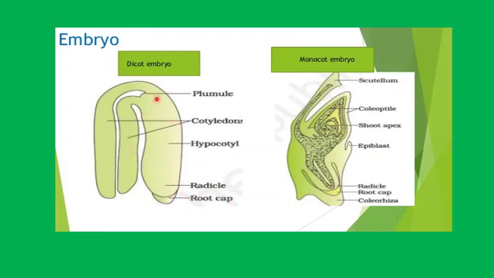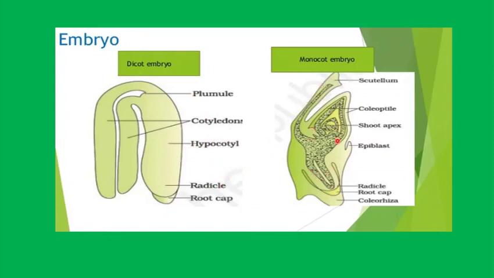So the parts of a dicot embryo: you have the cotyledon, plumule, and this part is known as the epicotyl. Then below the embryonal axis there is the hypocotyl, radicle and root cap. So the diagram will be given to you and you have to identify the parts and state the functions of each. So please draw the diagram neatly and label it.